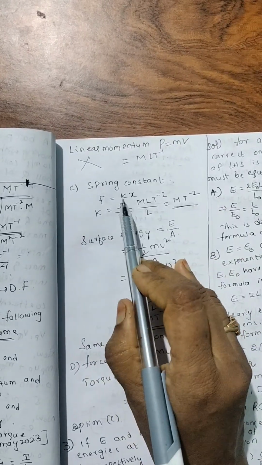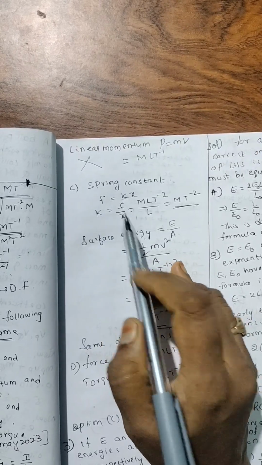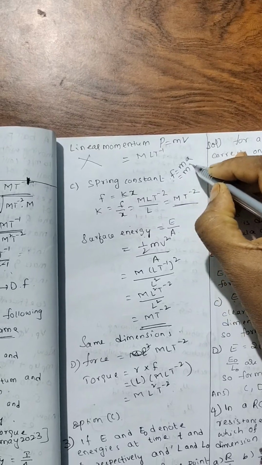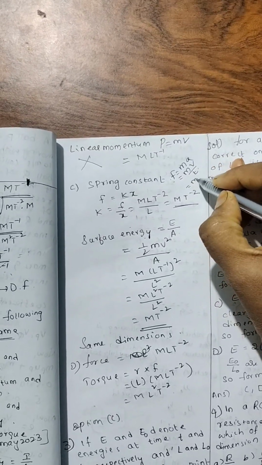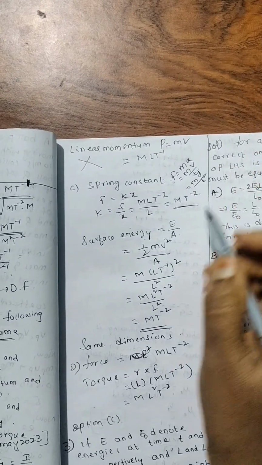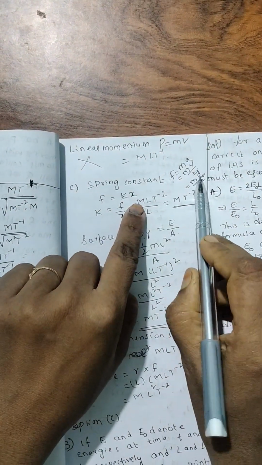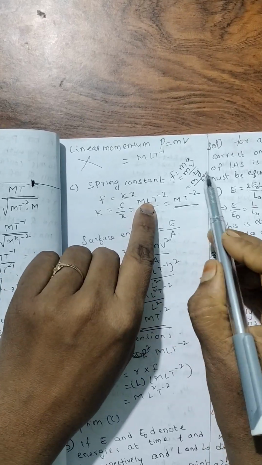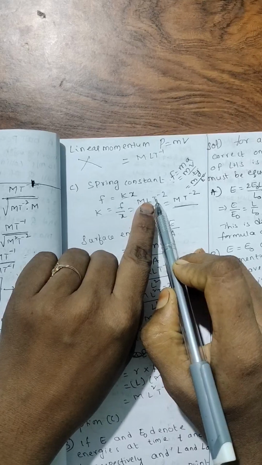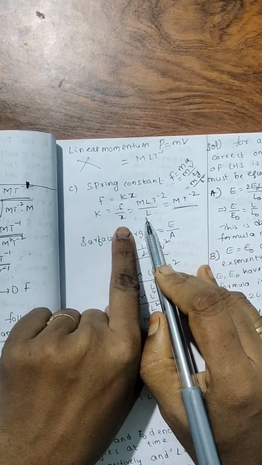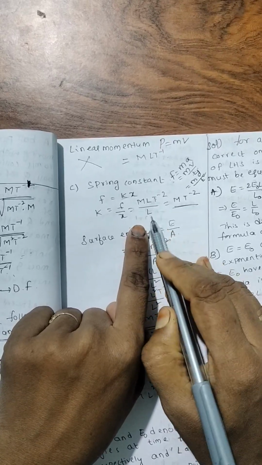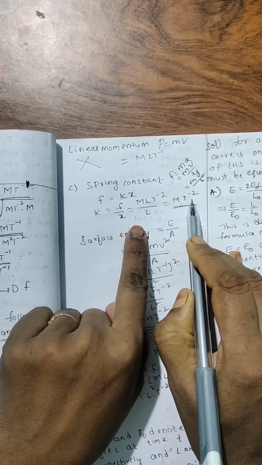So k is equal to F by x. F means what? Nothing but mass into acceleration. Acceleration means velocity by time, and velocity means distance by time. Here one time is already there, so t square. So what will we write? M, and displacement is equivalent to length. Now 1 by t square can be written as t to the power of minus 2. Right? So, displacement is equivalent to length, L, so L cancels with L, and we get M t minus 2.